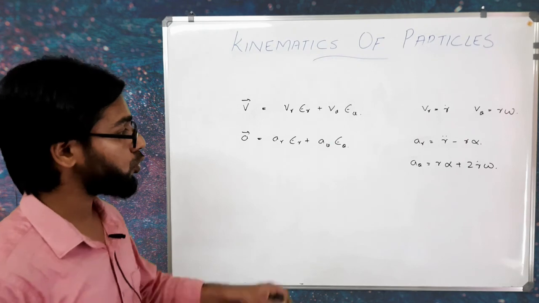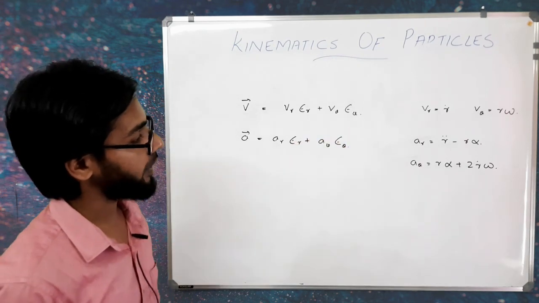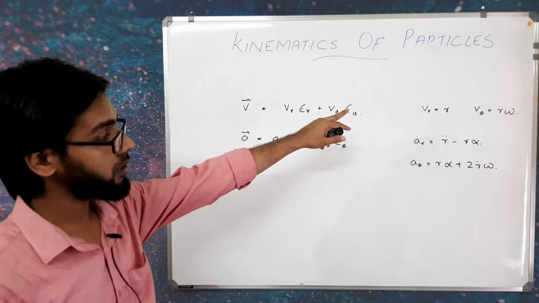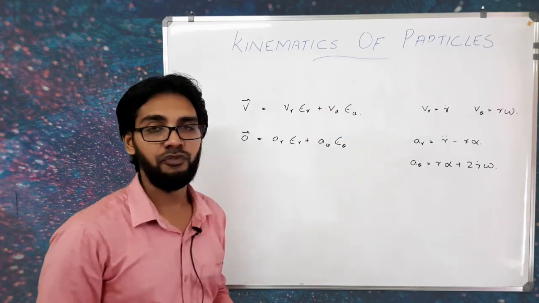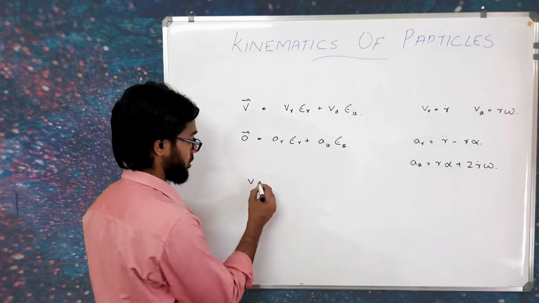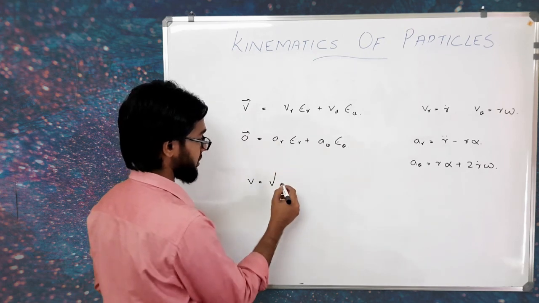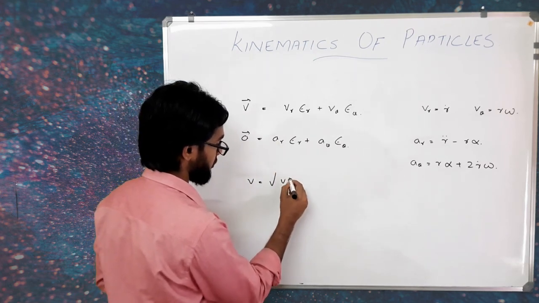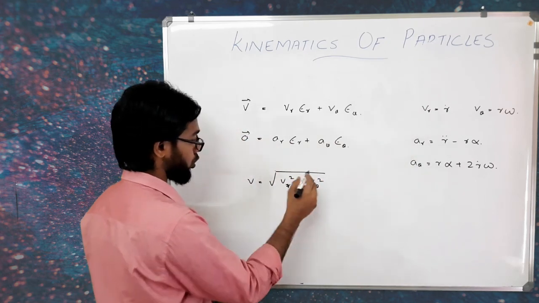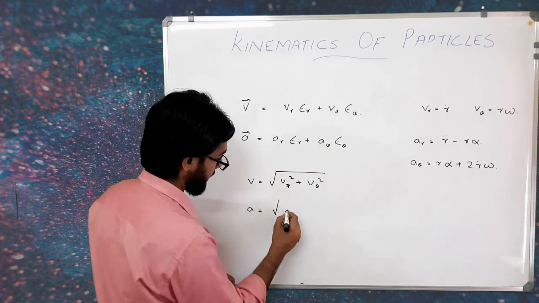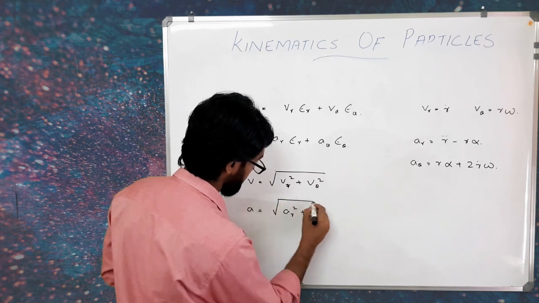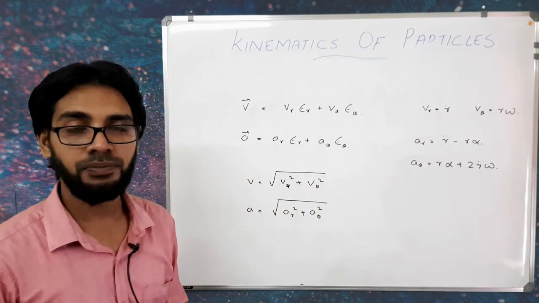So I can use these formats also for solving the problems. So it will be easier for you if you learn the equations in this way. Now the magnitude of velocity and acceleration can be simply given as V equals root of Vr square plus V theta square, and A is root of Ar square plus A theta square.